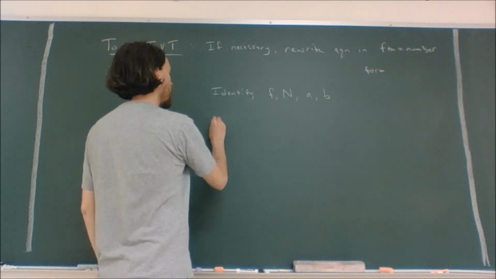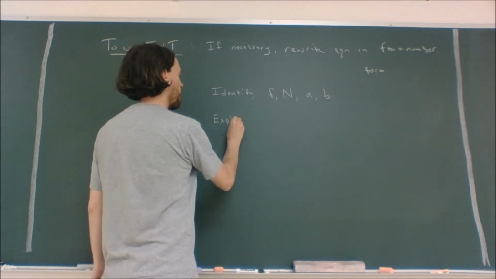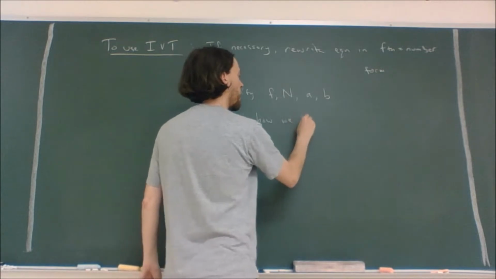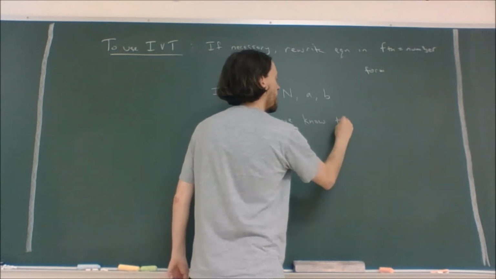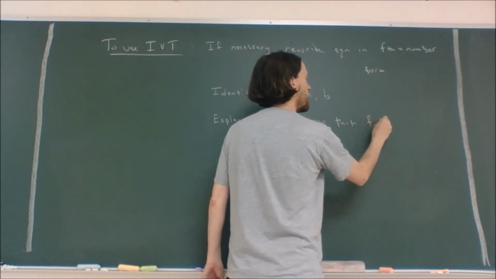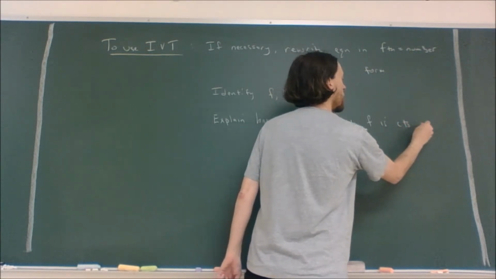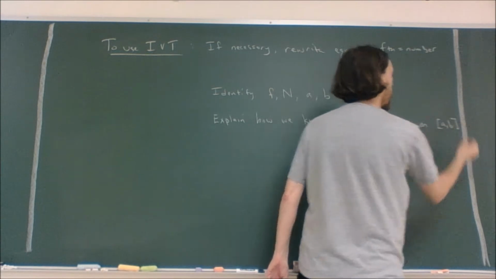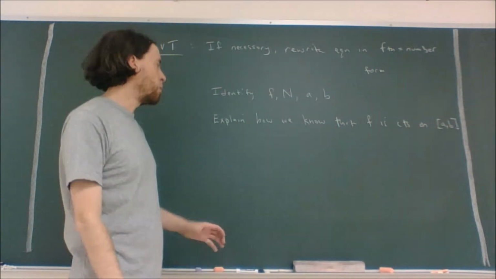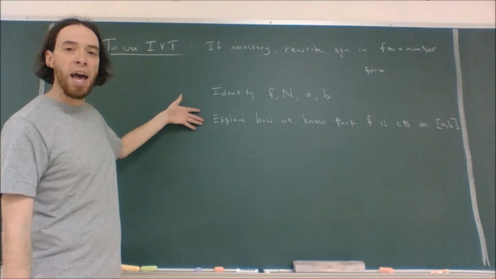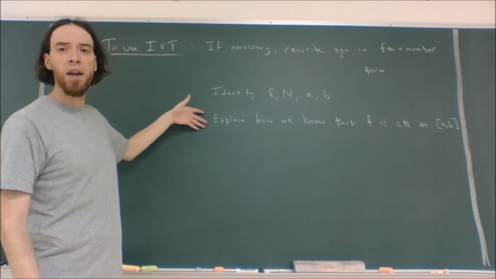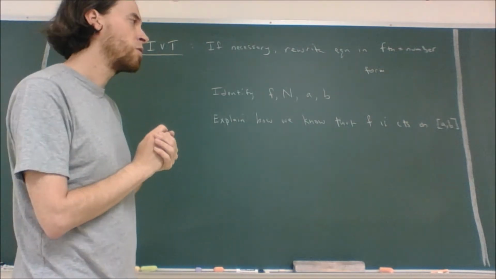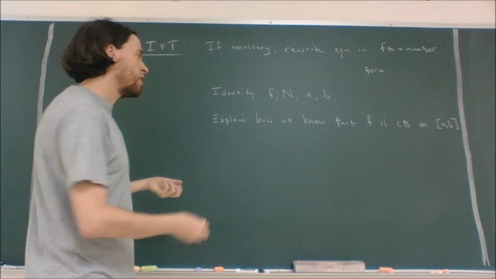We're going to explain how we know that f is continuous on this closed interval A to B. And I'll talk more about this in a moment. But once we've done that, once we've explained how we know that, then we'll verify that that first condition of the intermediate value theorem holds. Then we'll start working on the second one.